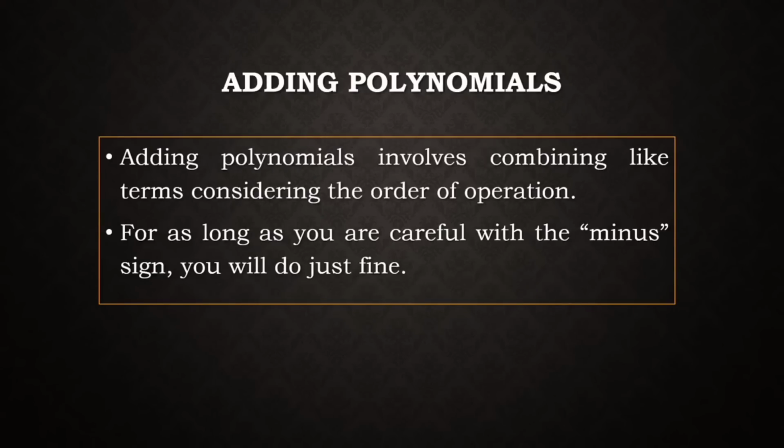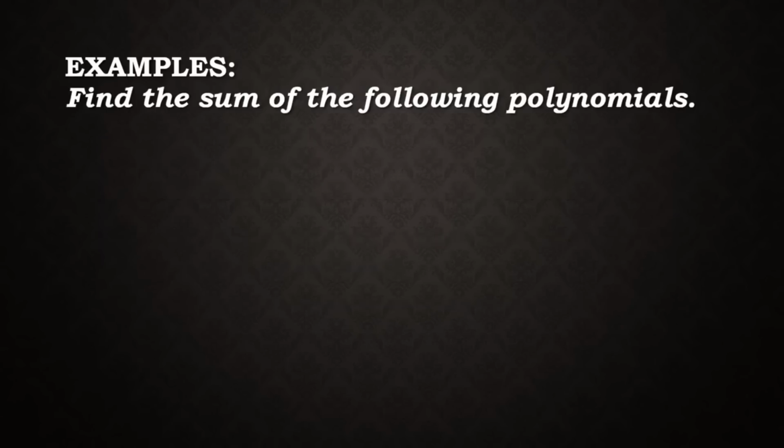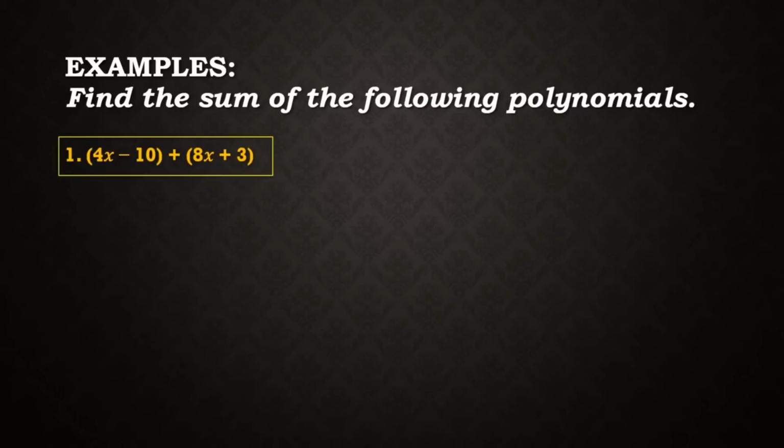In adding polynomials, it involves combining like terms considering the order of operations. For as long as you are careful with the minus sign, you will do just fine. For example, if we are given 4x minus 10 plus the quantity 8x plus 3, we can use two methods to solve for this problem. So let us first look into the horizontal method.